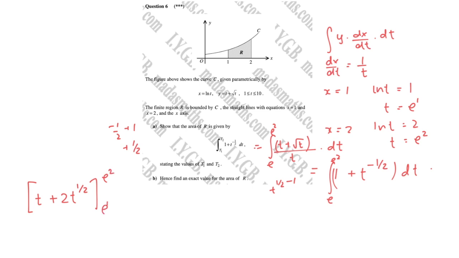Okay, and now you just basically plug in the limits. So you would get e squared plus 2 times the square root of e squared, which will give you just e. So e squared plus 2e, and then minus, you plug in e to the 1, so just e, and then you have square root again, so minus 2e to the half, or you can just put it as a square root. So now the final answer is therefore e squared plus e minus 2 square root of e.